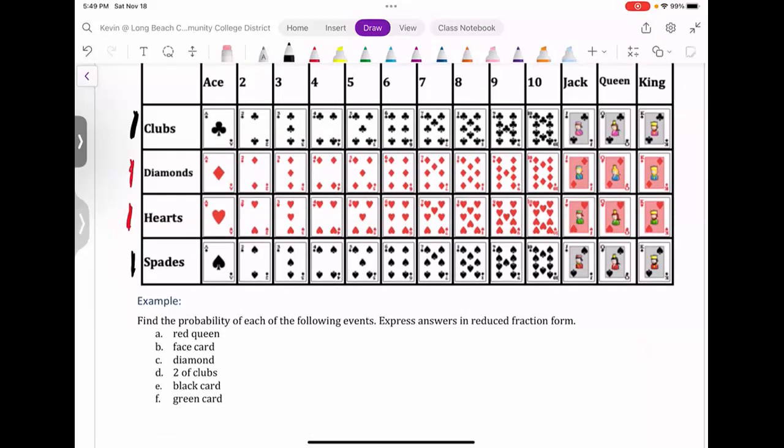All right, so let's start at the beginning. Probability of a red queen. Well, how many red queens are there? There are 2. And they want us to express this as a reduced fraction. So there are 2 out of the 52, which reduces to 1 over 26.